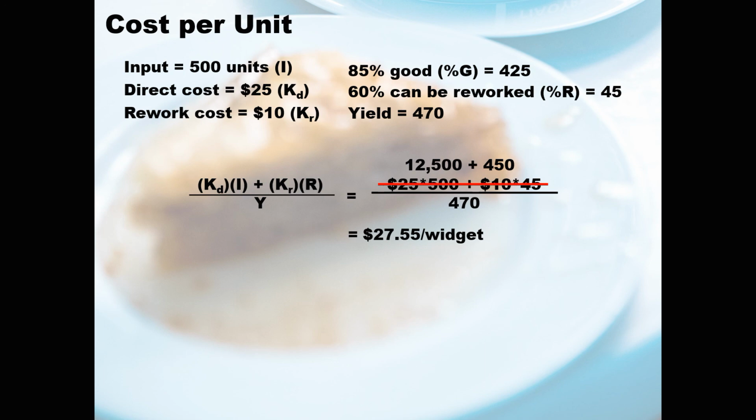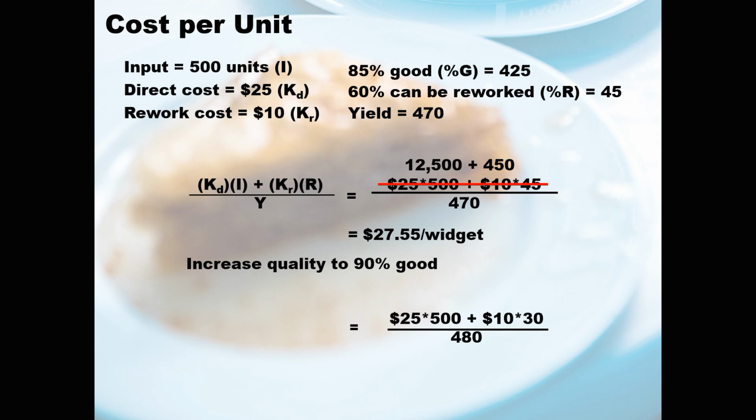Again, what happens if we increase our percentage good up to 90% for the initial run? We get the $25 again times the 500 initial input, and this time we get the $10 times 30, which lowers our rework cost. Notice that our input cost is the same, $12,500. But this time, instead of dividing by 470, we're dividing by 480. We have a lower cost and a higher output, which results in a lower cost per widget. We are now at $26.67 per widget.